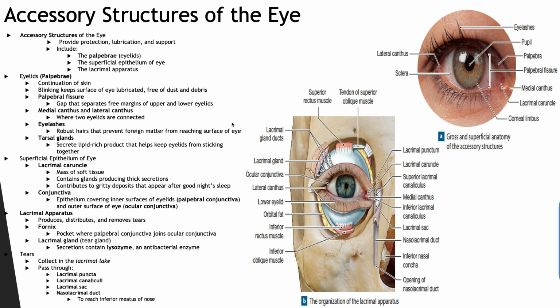The fornix of the eye is a pocket created where the palpebral conjunctiva becomes continuous with the ocular conjunctiva. The lateral portion of the superior fornix receives 10 to 12 ducts from the lacrimal gland, or tear gland. This gland is about the size and shape of an almond, measuring roughly 12 to 20 millimeters. It nestles within a depression of the frontal bone just inside the orbit and superior and lateral to the eyeball.